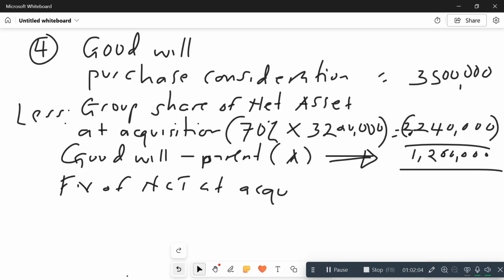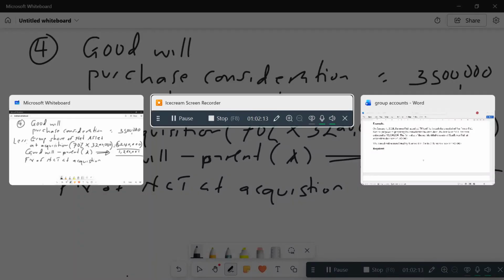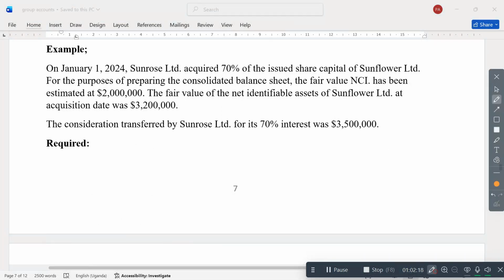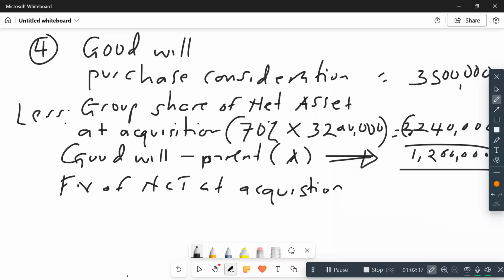Acquisition. How much was it? You got your question. When you go through this question, preparing the fair value of NCI, it has been estimated to be 2 million. Yes, if it is 2 million, you take 2 million here.